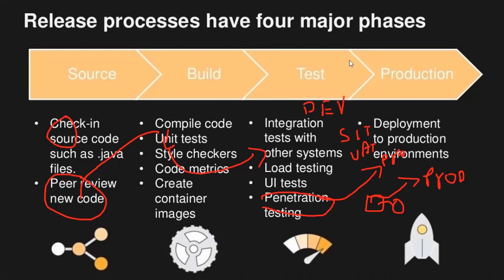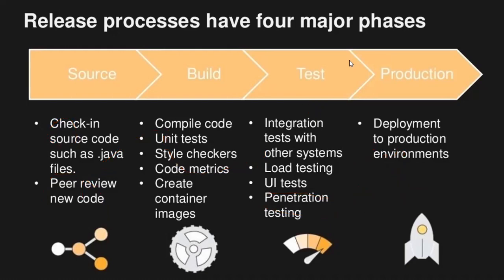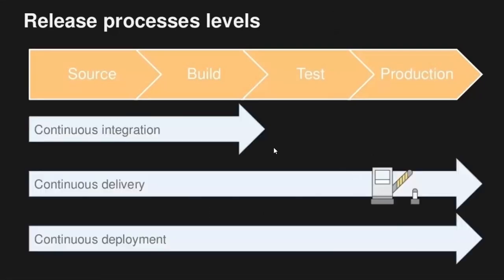Of course, there will be some bugs randomly in production also, but we need to have a clear-cut process. If there is an issue in production, what is your mitigation, right? And the release process levels. So I am the developer.